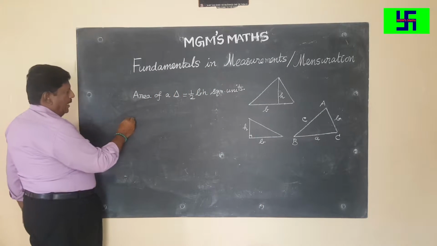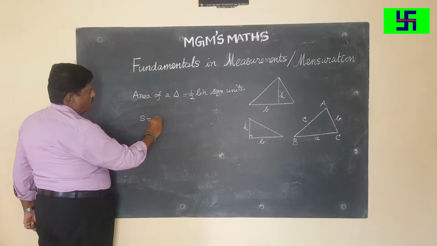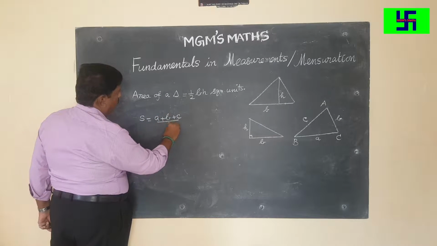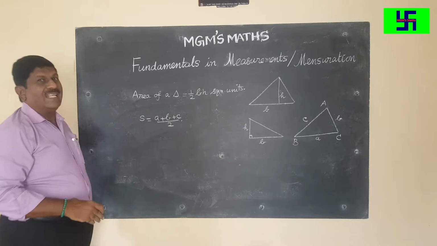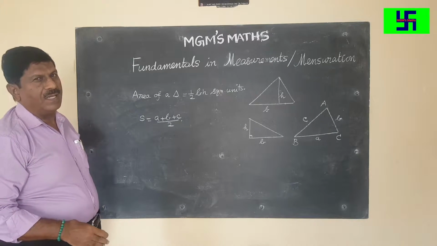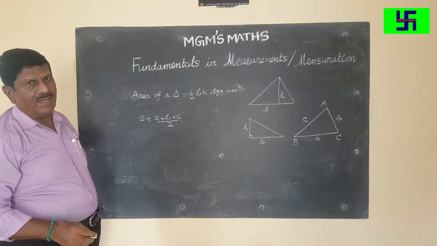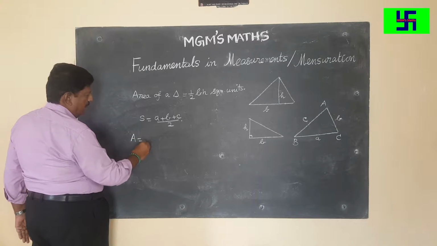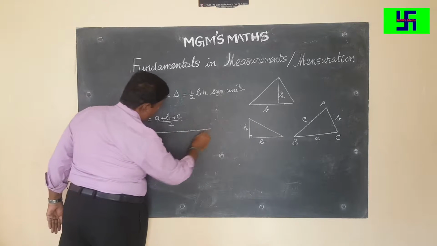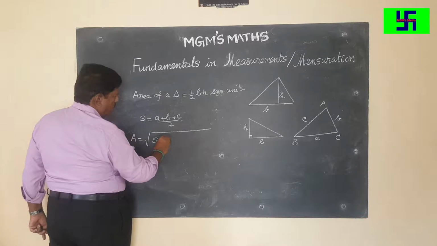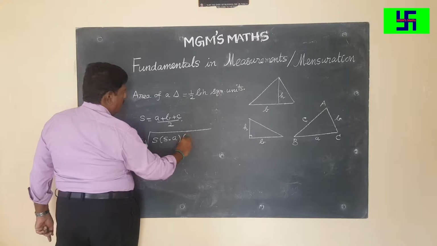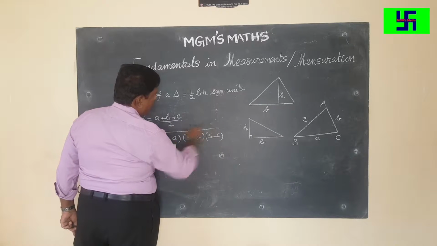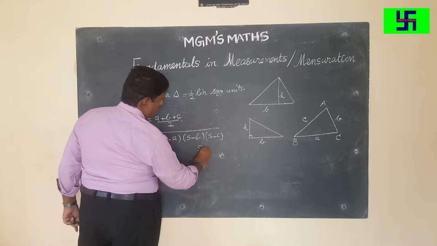Then we take S is equal to A plus B plus C by 2. S is nothing but the semi-perimeter of the triangle. Area of the triangle is equal to square root of S into S minus A into S minus B into S minus C square units.